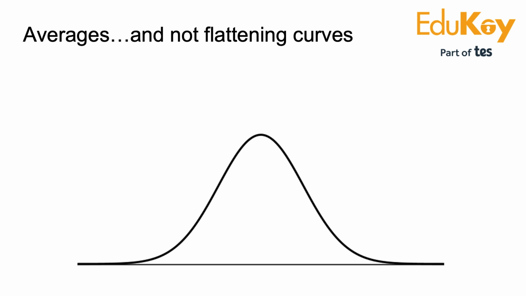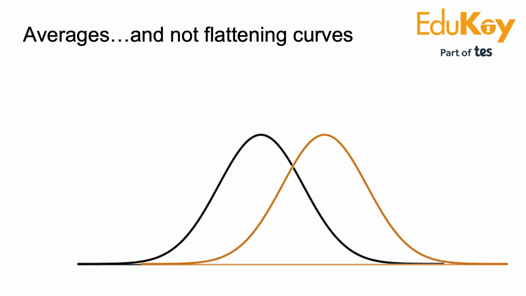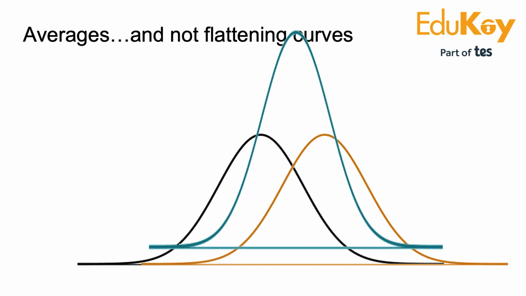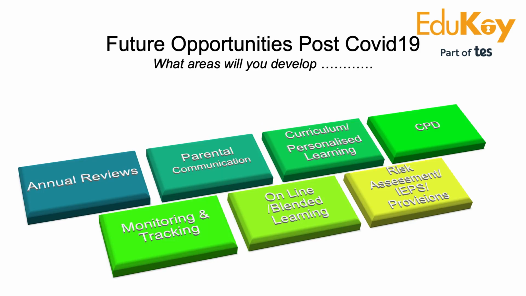Whenever we put our efforts into improving things, we generally shift the curve to the right as opposed to actually narrowing the gap between the bottom and the top. Some children are still at the bottom, but the gap between them and the ones at the top is what we're actually trying to reduce. This is where our interventions, provisions and support come in.